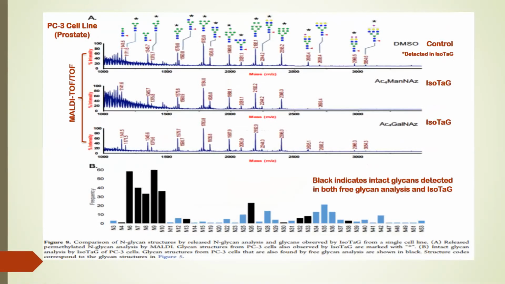IsoTAG was compared with permethylated N-glycan analysis using DMSO, or dimethyl sulfoxide. The PC3 cell line was used and analyzed by MALDI-TOF. It can be seen here that most of the glycans observed using DMSO were also detected by IsoTAG, which are marked with the asterisk here. The block here indicates the intact glycans detected in both analyses.